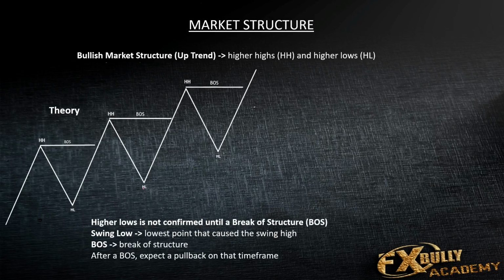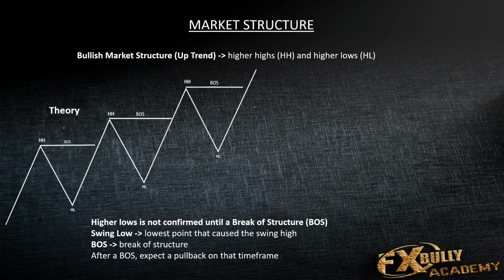Therefore, a higher low is not confirmed until the market breaks the previous higher high, and this higher low is then called a swing low as soon as we have a break in market structure. So it means that a higher low is only confirmed when it breaks a higher high, and that we call a BOS. After a BOS, we always expect a retracement. When the market has broken a high, we then expect a retracement.